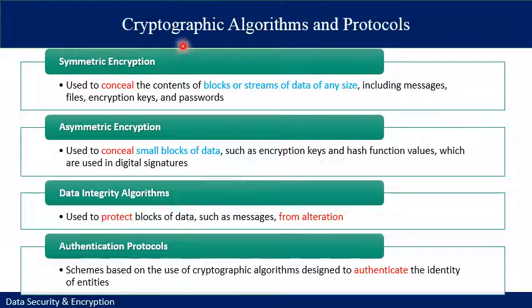So these are two main categories: number one, cryptographic algorithms, and number two, protocols. If you have to encrypt data, you use symmetric encryption. If you encrypt some information to transfer that data, you use asymmetric encryption. If you have to save the data from alteration, you will use the data integrity algorithm. And if you want to use communication authentication, you will use any protocol from the authentication protocol section.